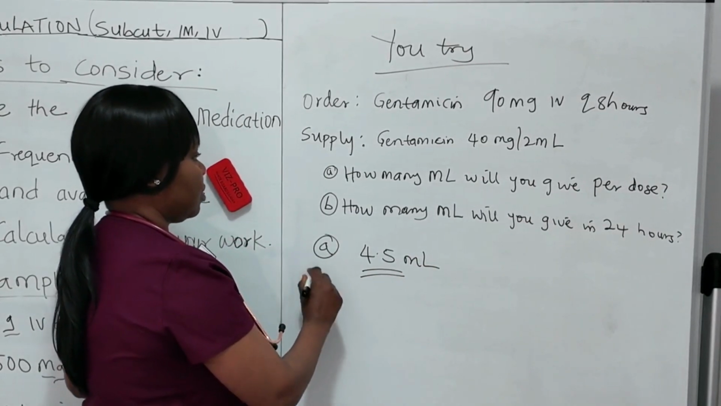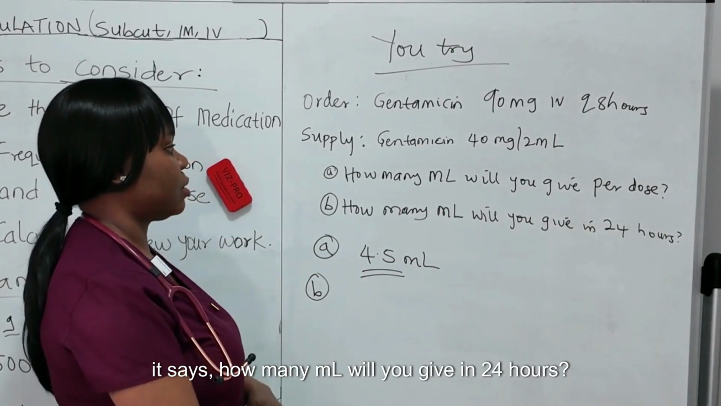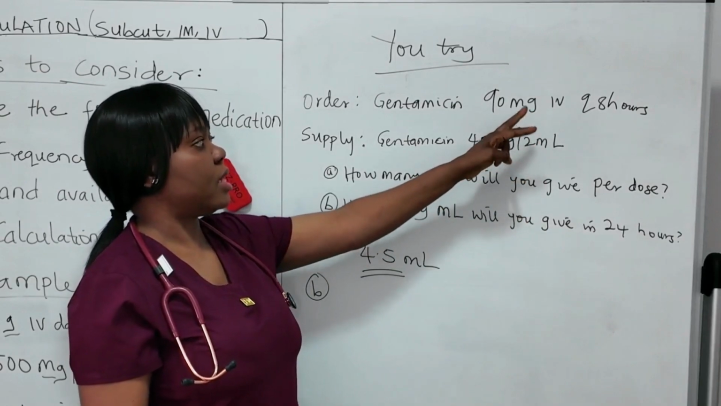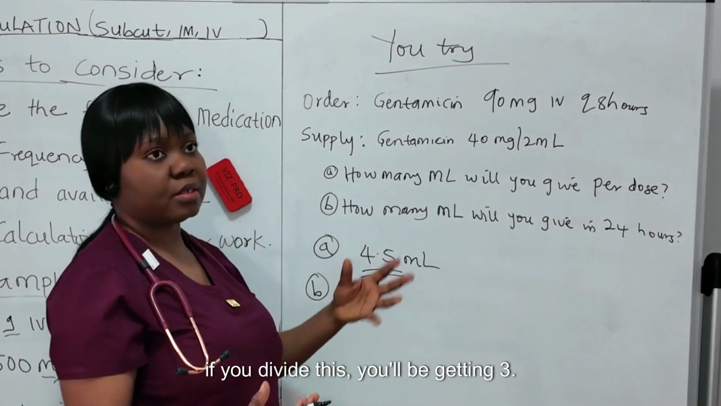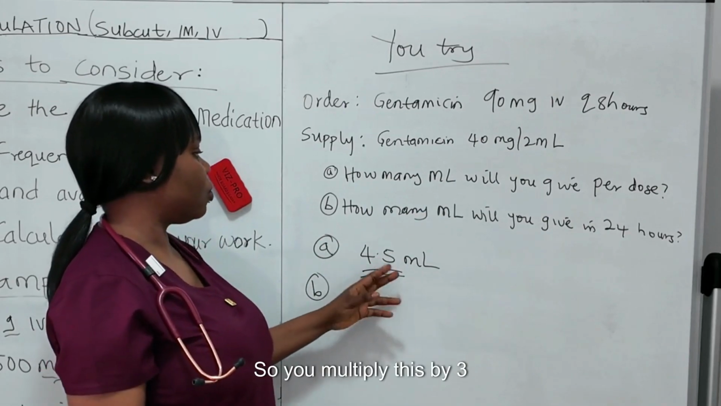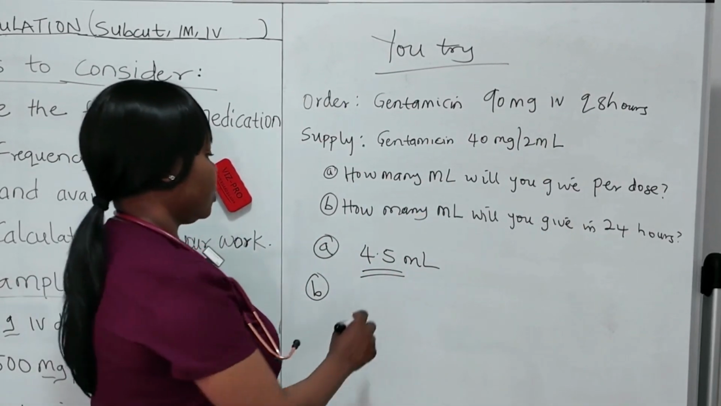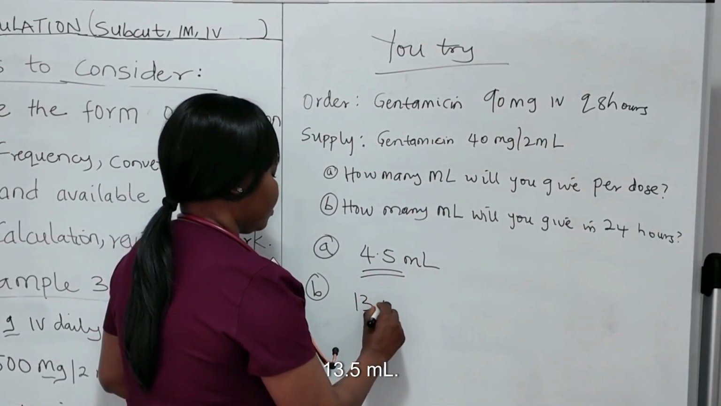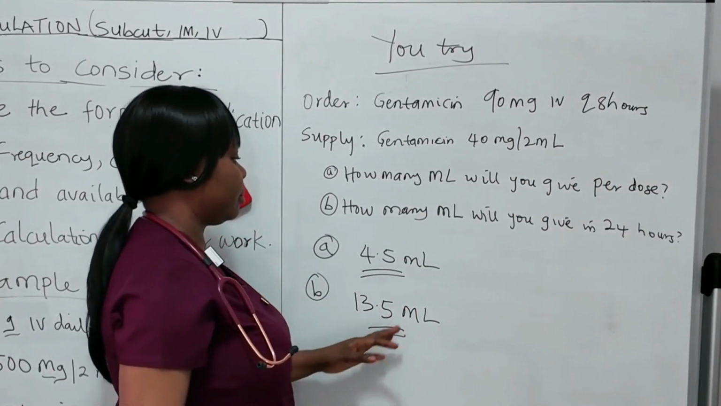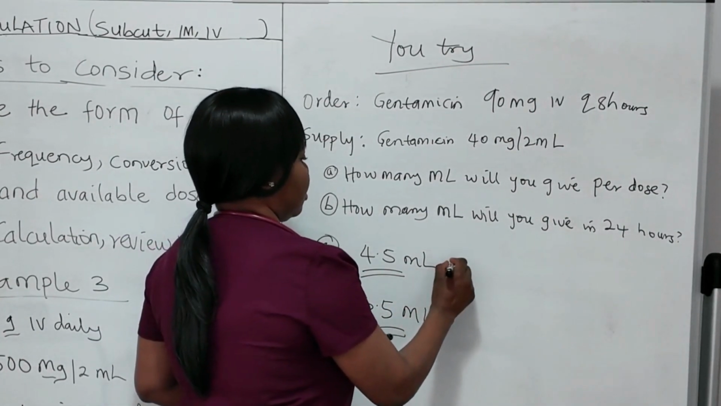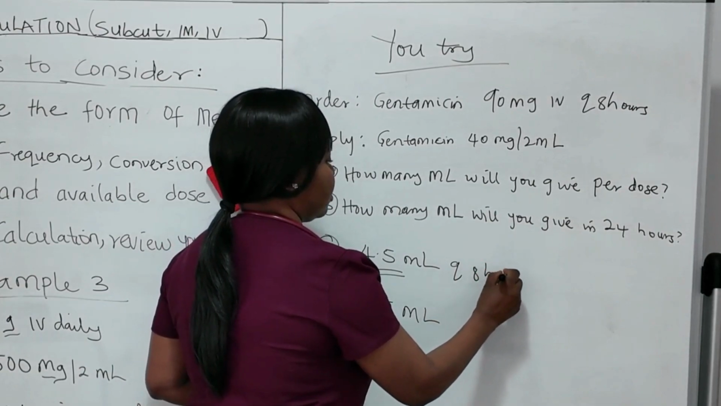Now for B, it says how many mil will you give in 24 hours? 24 hours with 8 as the frequency, if you divide it, you will be getting 3. 8 divided by 24 is 3. So you multiply this by 3. So that will give you 13.5 mil. So this is Q 8 hours.